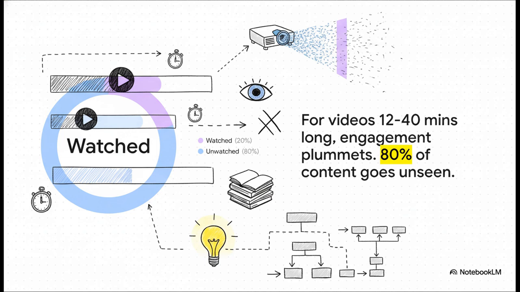So what does that drop-off actually look like? This chart tells the story. For a video that's, say, 9 to 12 minutes long, you've already lost half your audience. And if you dare to go longer, up to 40 minutes, you're looking at maybe 20% of your students actually watching. That means a staggering 80% of your hard work is just gone, vanishing into thin air.